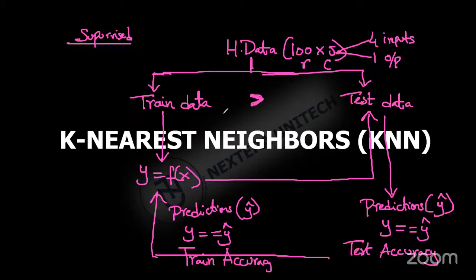On the train data, we know there is a rule that train data should always be greater than test data. I kept the train data percent as 70%. What will be the size of test data then? 30%, obviously, since 70 plus 30 will be 100. Now, if I say 70%, can you tell me the dimension for train data?